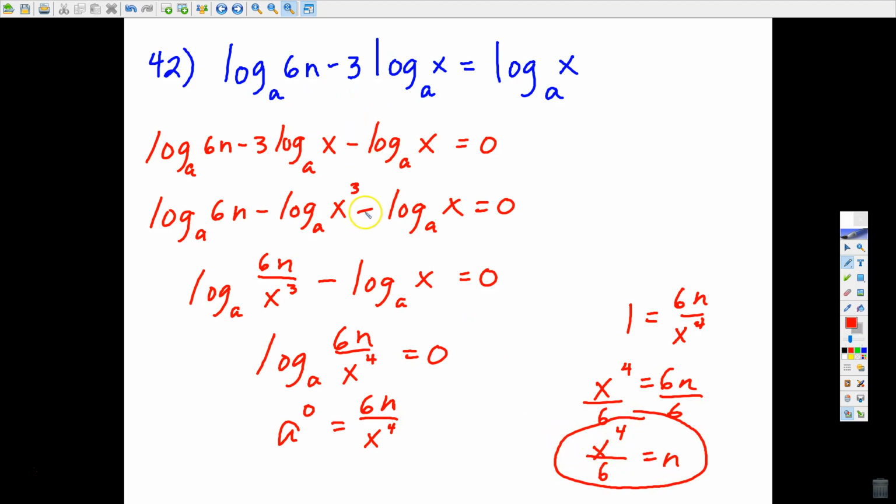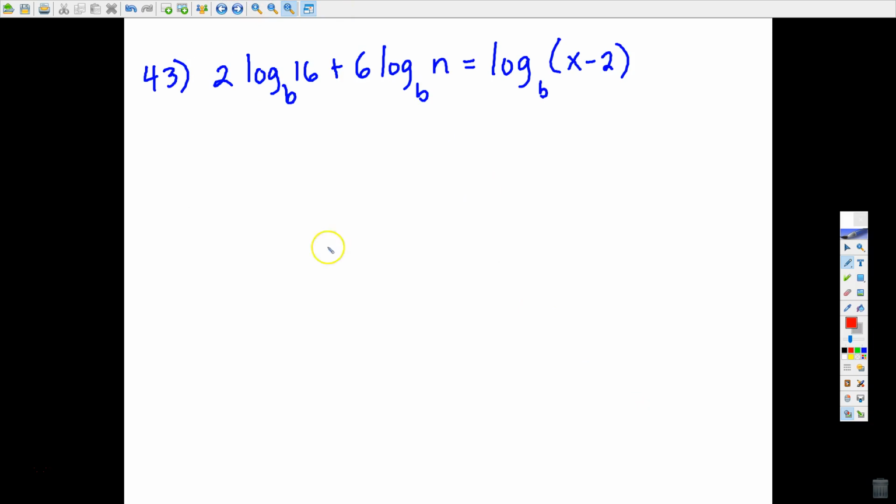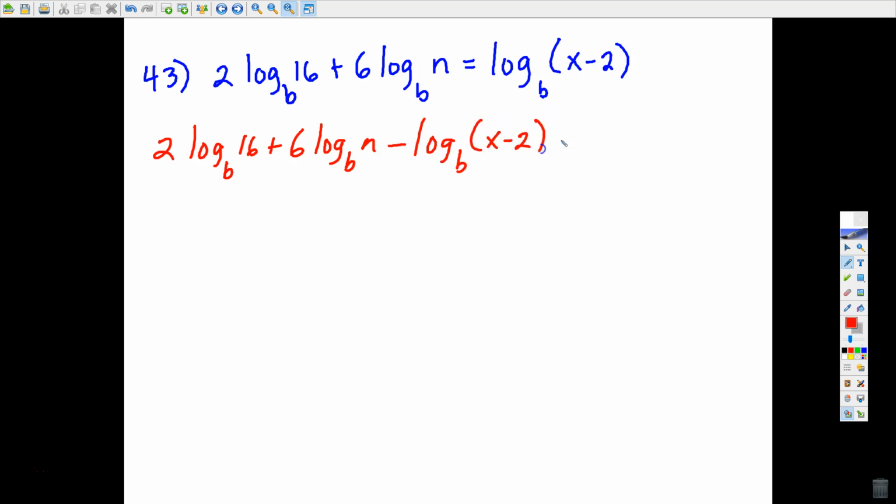And there's no need to check these. Notice the directions don't say to check. You just have to solve for n. Get n by itself. All right, let's try 43. Also solve for n. Also need to consolidate our logs on one side of the equation. So log base b of 16 plus 6 log base b of n, and I'm going to subtract log base b of x minus 2, make that equal to 0.